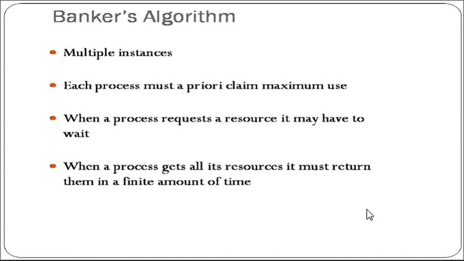Now for this, we must know the banker's algorithm is used whenever there are multiple instances of the resources. Then each process must a priori claim maximum use. When the process requests a resource, it may have to wait. When the process gets all the resources, it must return them in a finite amount of time.